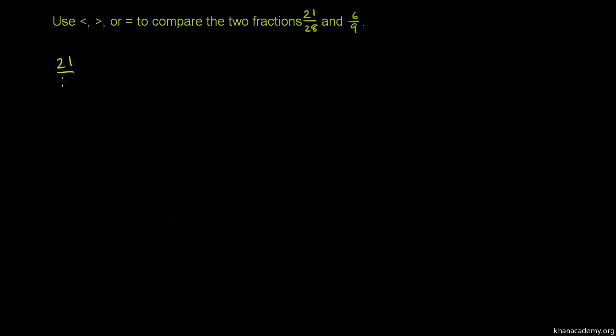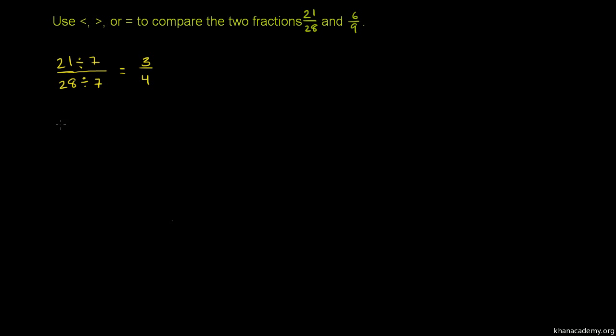So 21 over 28, you can see that they are both divisible by 7. So let's divide both the numerator and the denominator by 7. We're doing the same thing to the numerator and the denominator, so we're not going to change the value of the fraction. So 21 divided by 7 is 3, and 28 divided by 7 is 4. So 21/28 is the exact same fraction as 3/4. 3/4 is a simplified version of it.